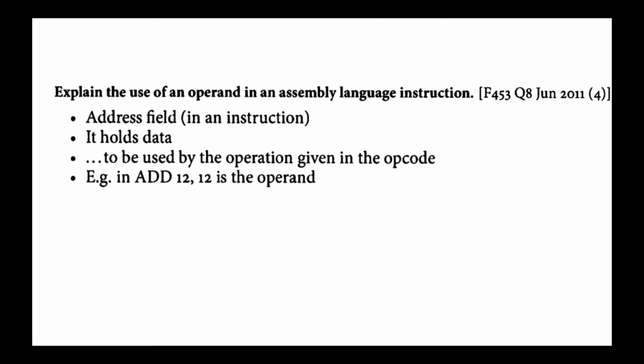Explain the use of an operand in an assembly language instruction. Operand is the data part of the instruction. It is manipulated by the opcode. So you've got to say, oh, you didn't even get any marks for that then. The answer: address field in an instruction, it holds the data to be used by the operation given by the opcode. For example, 12 is the operand within add 12.